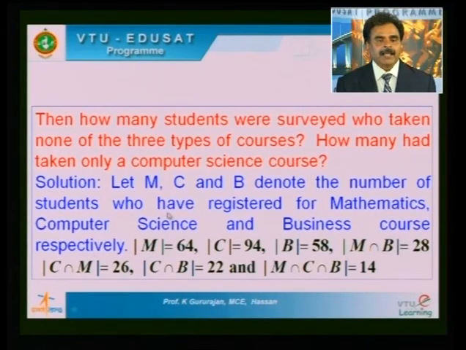So to solve this problem, I use the symbols M, C and B. M means mathematics, C means computer science, B means business. So M stands for the set of students studying mathematics, C the set of students studying computer science, B the set of all students studying for the business course. Based on the data given, 64 students study maths, 94 computer science, 58 business, and so on.